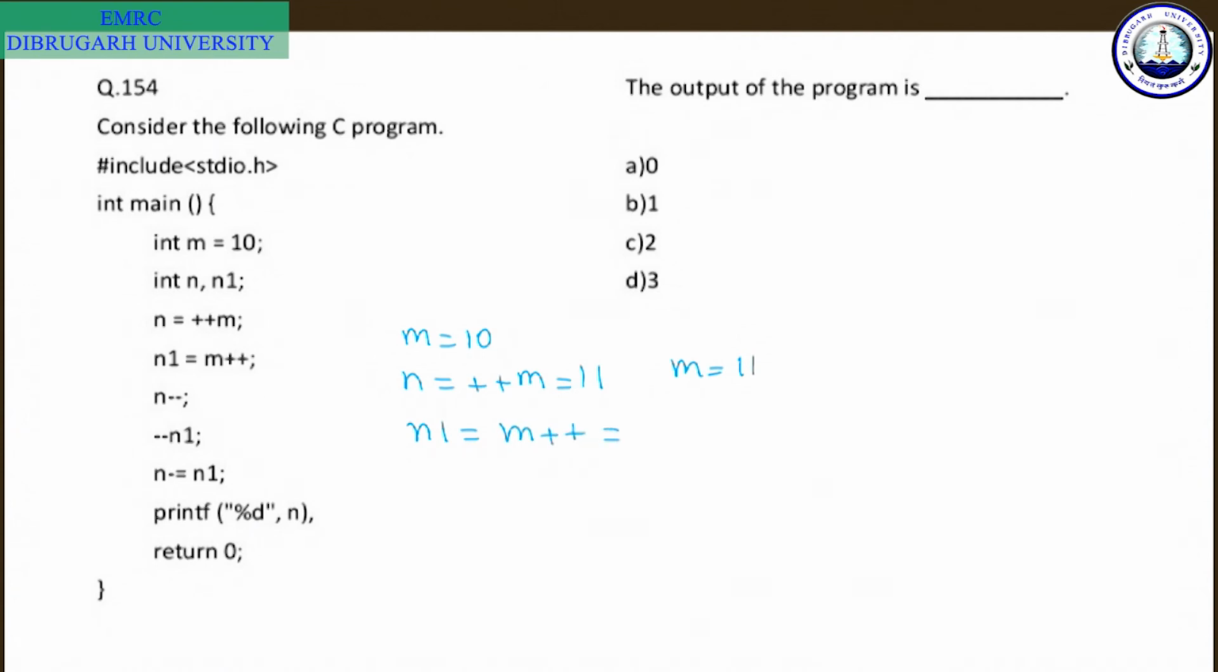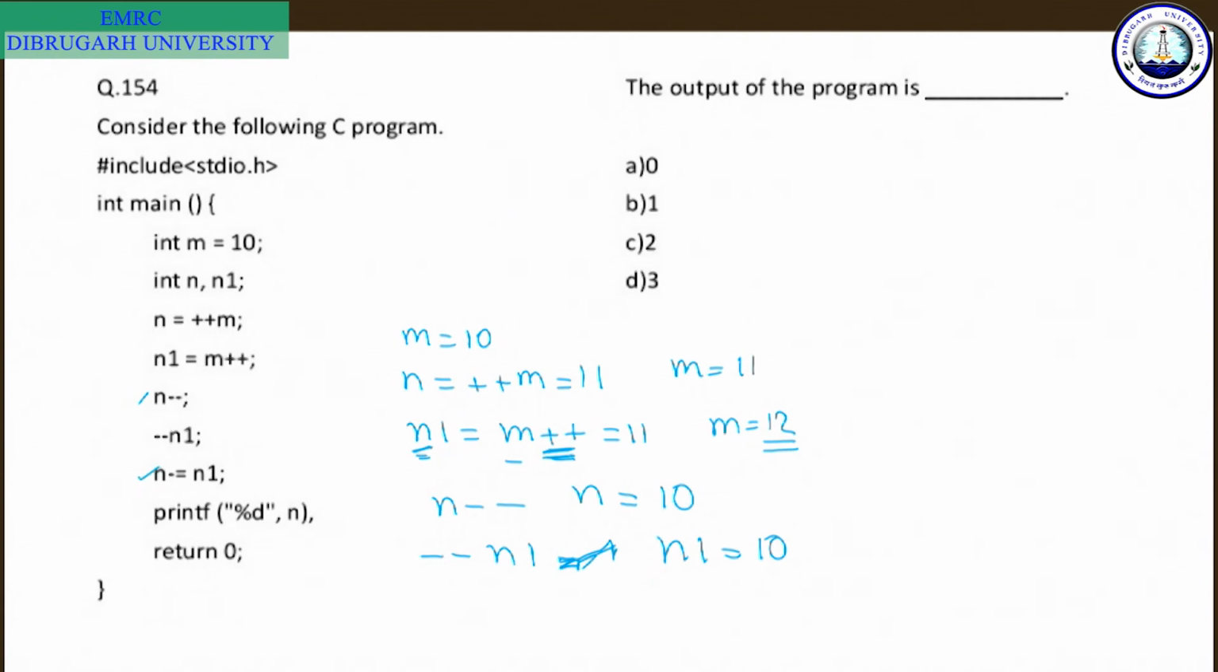As it is a post increment, it will not reflect in n1, so n1 will remain 11, but it will reflect in the value of m and it will become 12, because the post increment will not reflect for n1, but m itself gets incremented, right? So the value of m becomes 12. Then comes the statement n--. In that case n is equal to 10. Then --n1, in that case n1 is equal to 10.